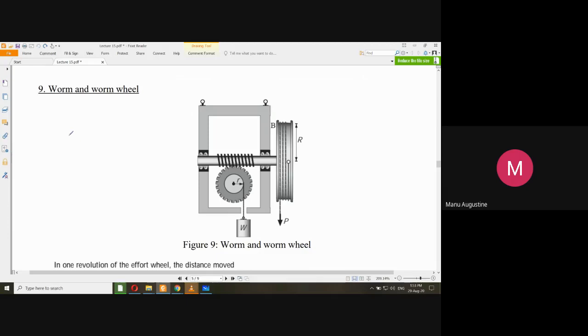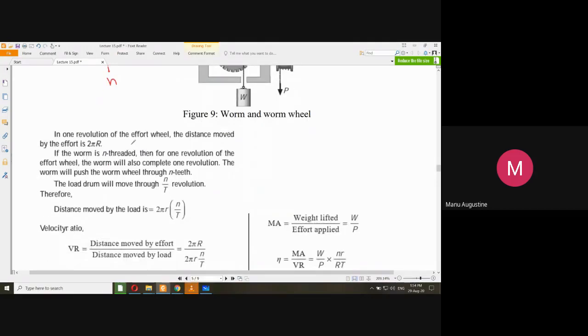If you have a single start thread, then the number of starts is 1. If you have a double start thread on the worm, I am talking on the worm, okay? Number of starts is defined only for the worm, not for the gear. If I have a double start worm, then number of starts is 2. If I have a triple start worm, then number of starts is 3. In general, I can have an n start worm. So in that case, the number of starts, I will write it as small n. And that is what I have given in your notes.